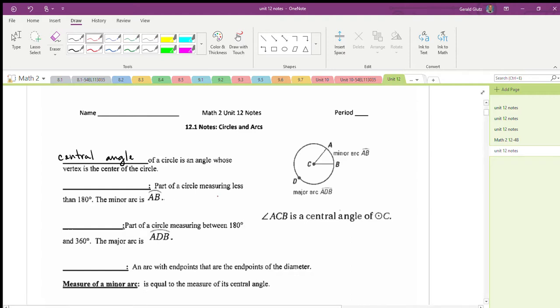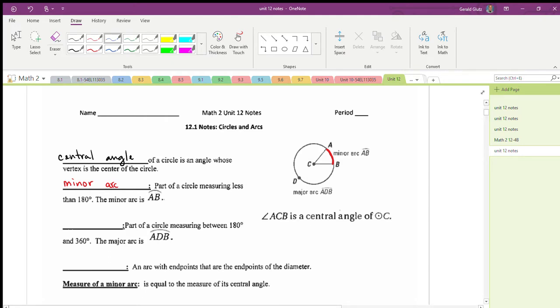Part of a circle measuring less than 180 degrees is called a minor arc. Oops, forgot the R. So a minor arc, an example of that would be AB right here. This arc right here would be less than 180 degrees because remember a full circle has 360 degrees. Half the circle would have 180. This is obviously less than half the circle, so that's a minor arc.